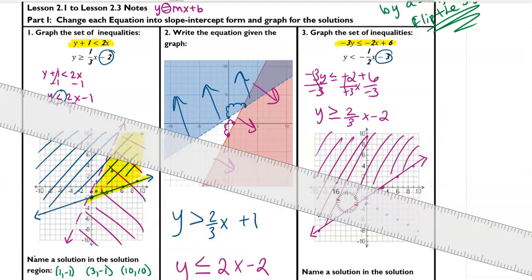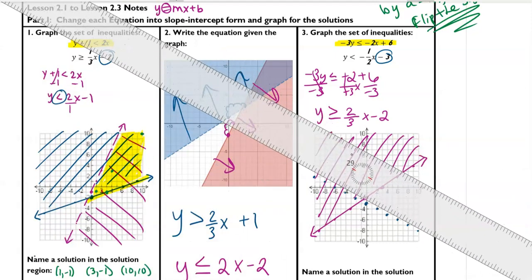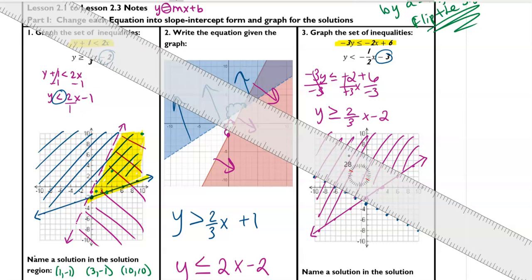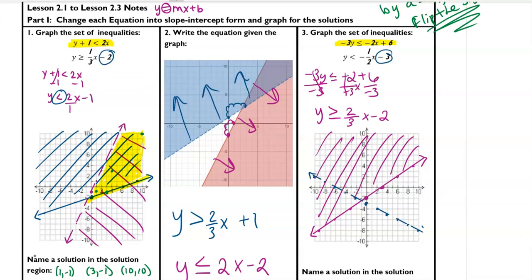All right, this inequality is greater than, not equal to, so we have a dashed line. And it is less than, so we are shading below. So the shared solution region is right in here, and anything along this portion of the solid line.